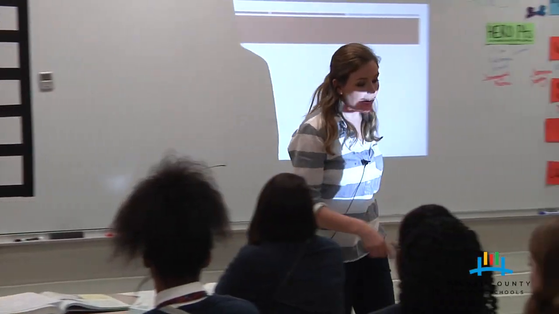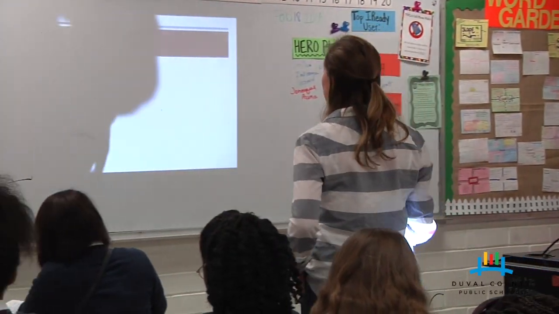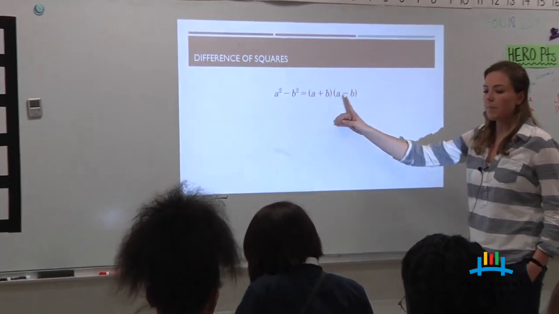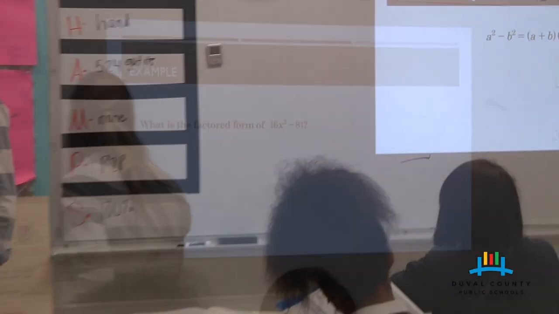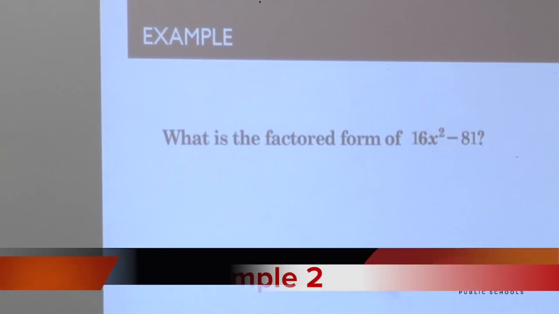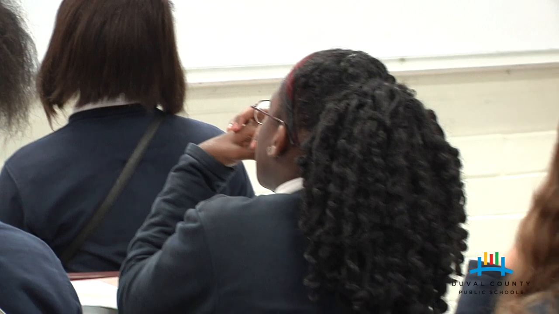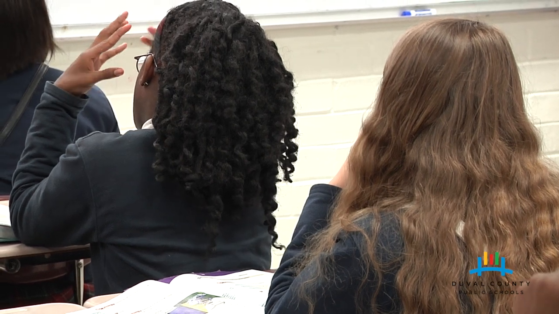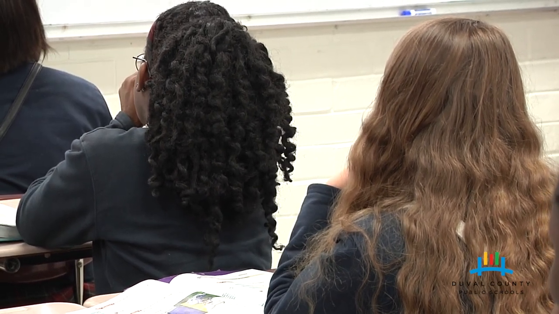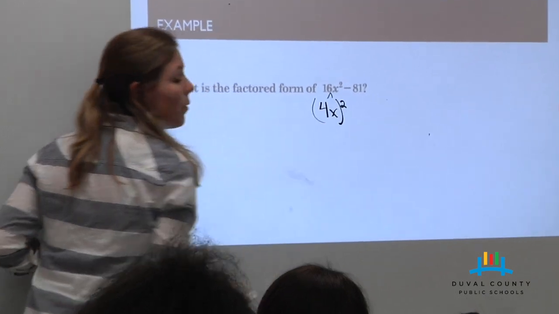What I would like y'all to do is write down this parent formula for difference of squares: A squared minus B squared is equal to A plus B times A minus B. And then we're going to work a modeled problem using this parent formula. 16x squared minus 81. Cornelia, what do you notice about this? The A term is squared. If I wanted to pick an A that I could square, what could I pick? 4x, because 4x times 4x would give us the 16x squared. So this is actually just 4x squared.